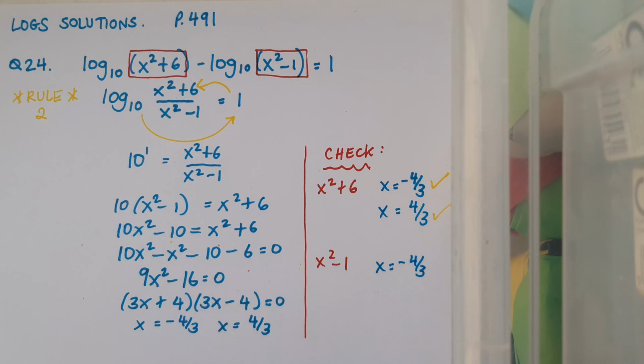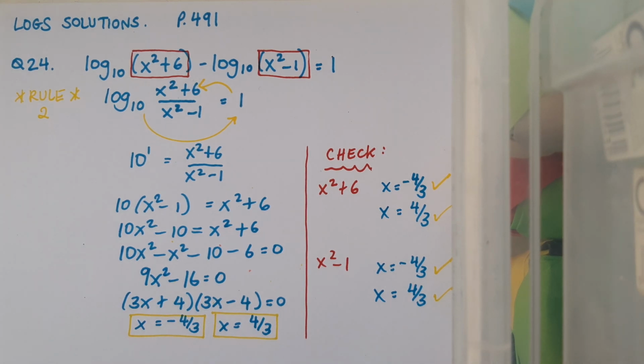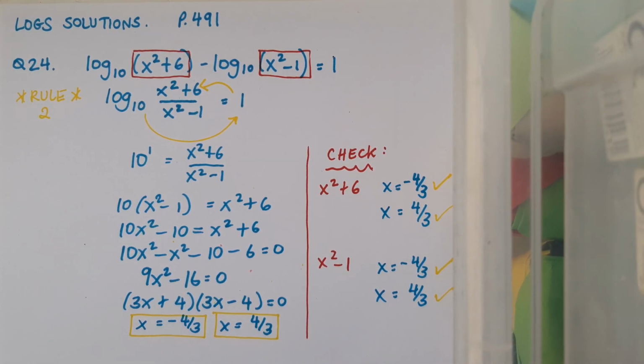Again, I'll check it for x equals minus 4 over 3 when talking about the x squared minus 1. And yeah, this works out as a positive result. And finally then, I'll just check x equals 4 over 3. And again, I get a positive result for x squared minus 1 when it's substituted in. So both of these solutions can be accepted. So x can be minus 4 over 3 or 4 over 3 for this particular equation.